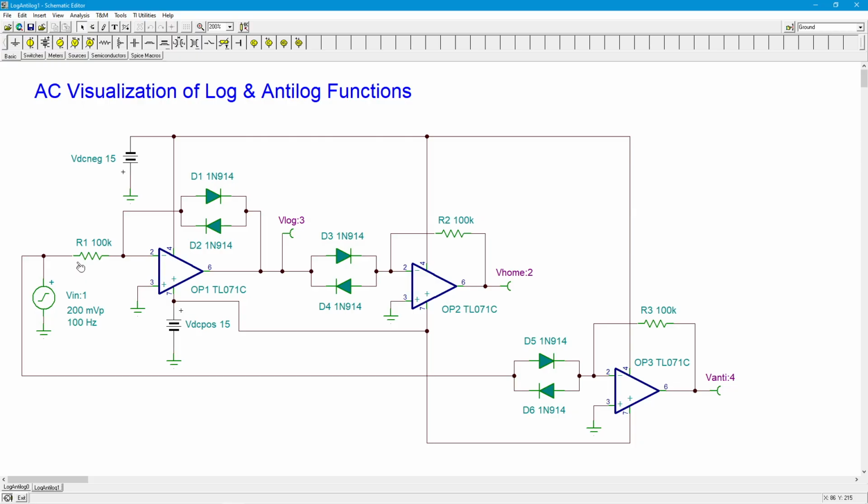So again, I've got my anti-log cascade, so to speak. So this, what I'm calling V home, should be the same as the input, right? I'm saying we're going back home. But I've also taken this and run it directly through a clone of my anti-log amplifier, right? So I've got a log output here and an anti-log output. So this V-log should be this compressed version of the input, and V-anti should be this expanded version.